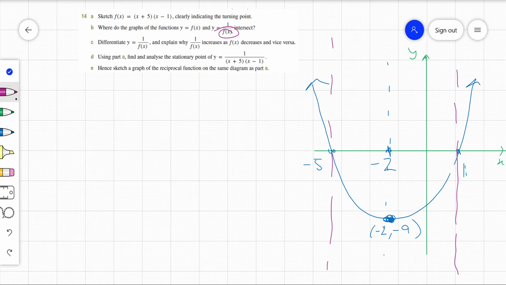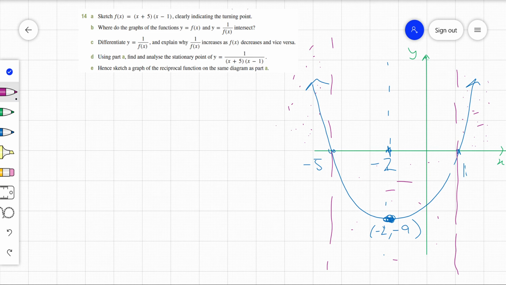We also know that where f of x is positive, 1 on a positive is still positive, so it's still going to be in this region here, because it's positive. And then 1 on a negative is still negative, so all this down here is still going to be down here somewhere, in the negative region.